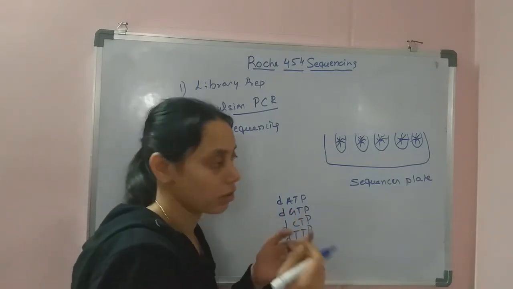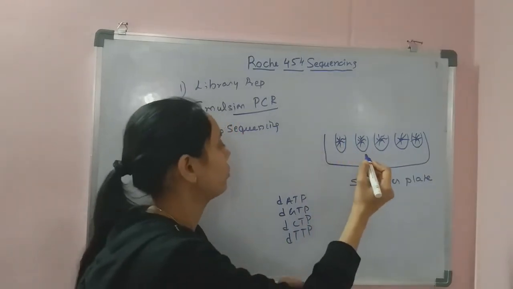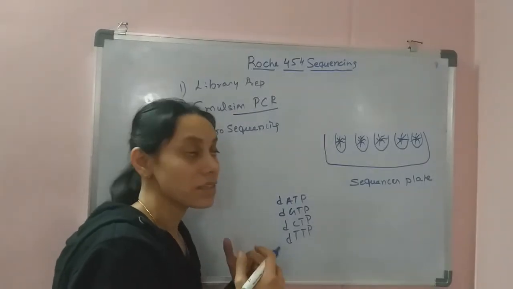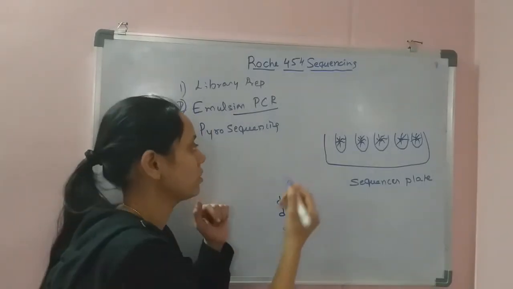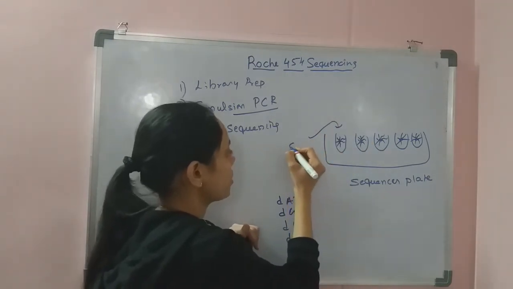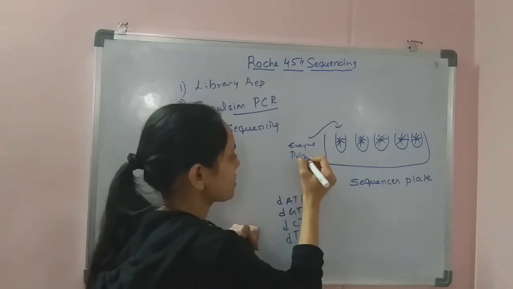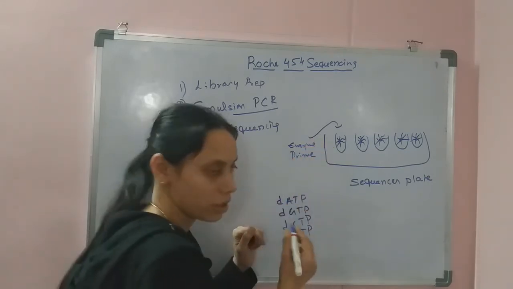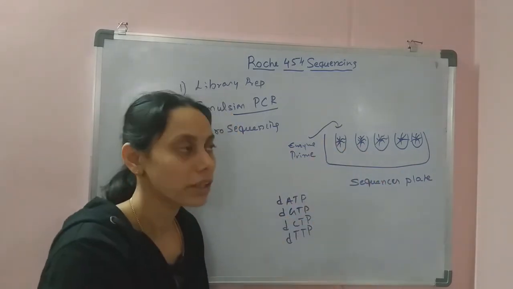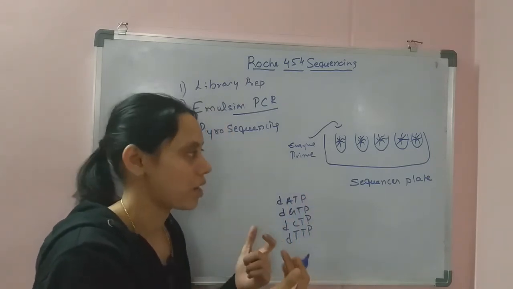So here the PCR products are allowed to be sequenced by the synthesis of the complementary strands. Here we are going to add all the PCR essentials like enzyme, primer and all except the dATP or dNTPs. So once all these PCR essentials are added, the dNTPs will be added in a wave fashion.